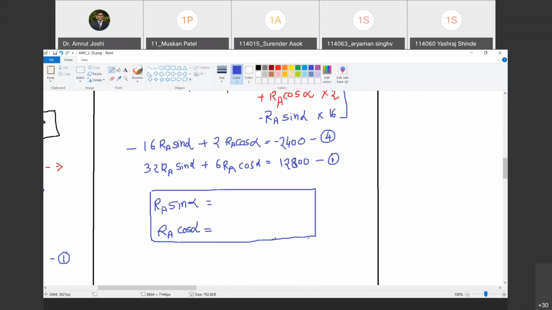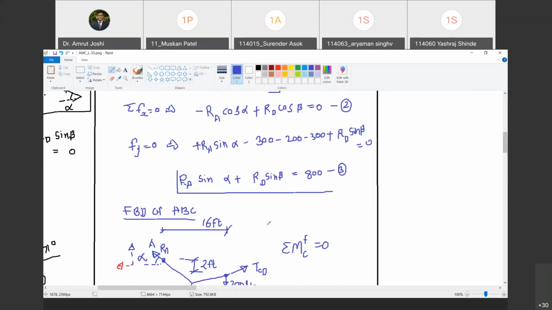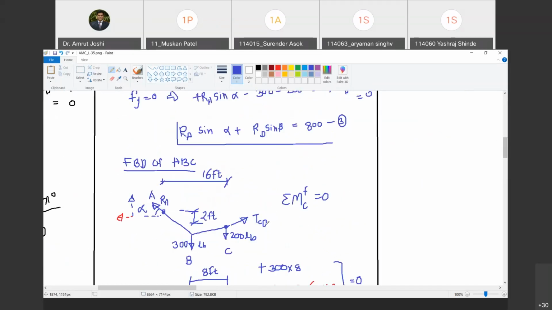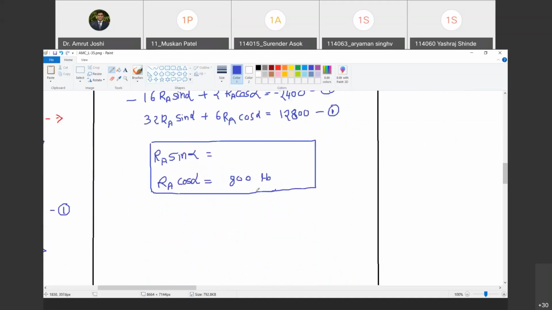RA cos alpha is 800 pounds. Okay. And RA sin alpha is 250 pounds, right? Yes, sir.